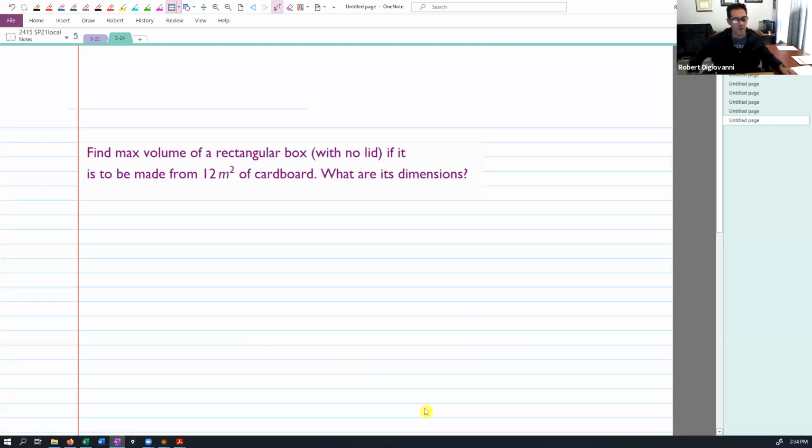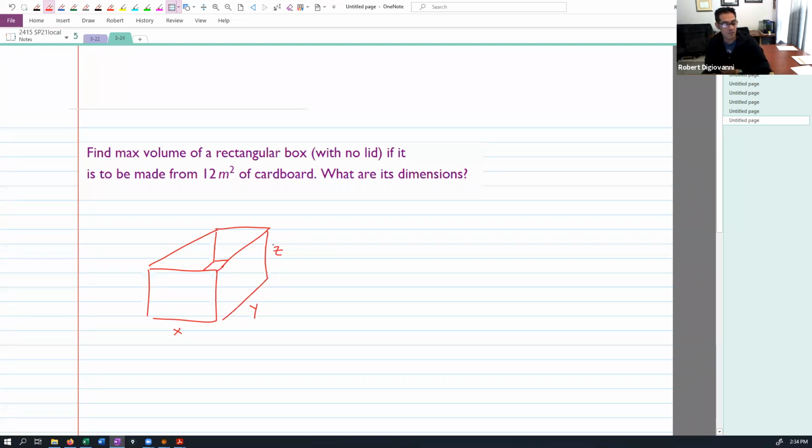Okay, so we have to find the maximum volume of a rectangular box. It has no lid on it, so it's got no top to it. But it has to be made out of 12 square meters of cardboard. Let's just do what seems natural and label this X, Y, and Z.